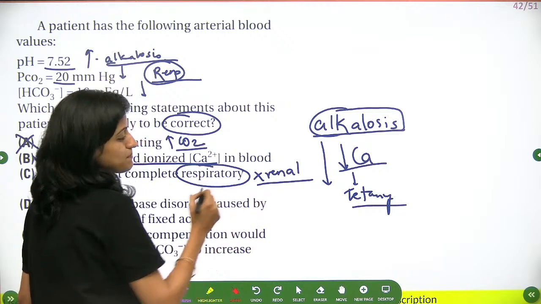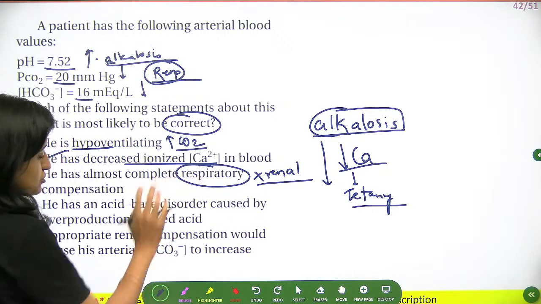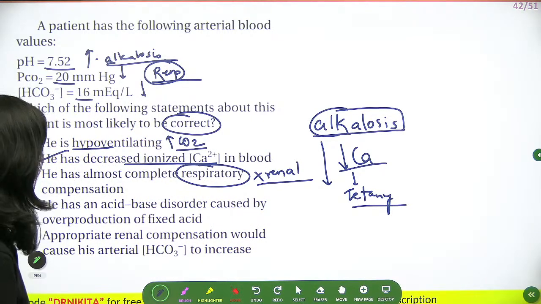So he has almost complete respiratory compensation. This is already your respiratory disorder. The compensation will be renal compensation, not respiratory compensation. So this is outright incorrect.